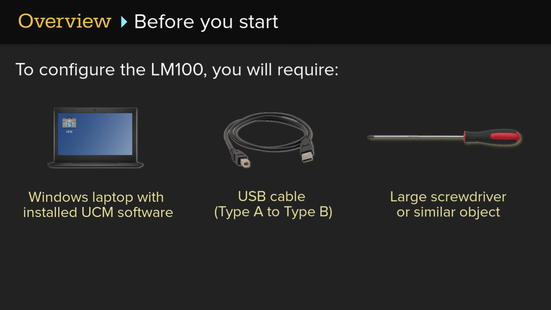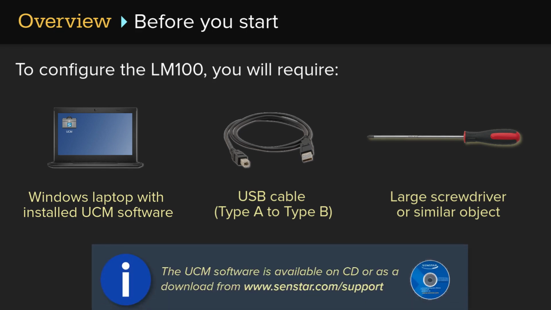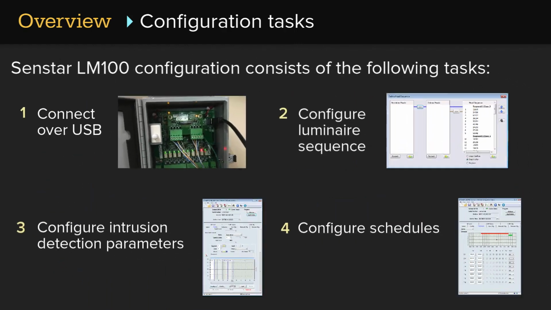To configure the LM100, you will require a Windows laptop with installed UCM software, a USB cable, Type A to Type B, and a large screwdriver or similar object. Note, the UCM software is available on CD or as a download from www.senstar.com/support. The Senstar LM100 configuration consists of the following tasks.